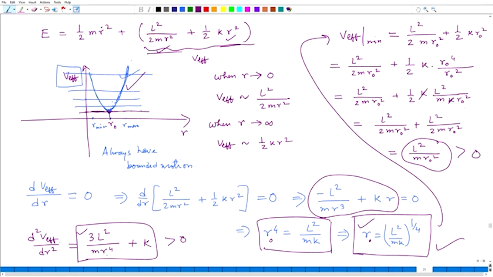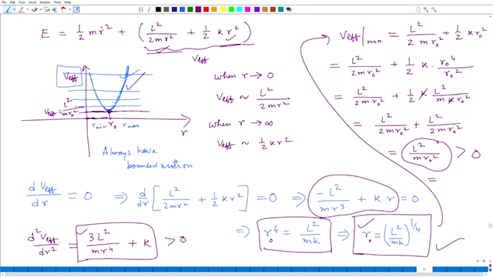So, you see that the minimum of V effective is actually above the x axis, okay, above V effective is equal to 0. So, it will be something positive. So, I can write this is the value where V effective is equal to L square by m r0 square. This is simply a square, yes. Okay. I can write this also.